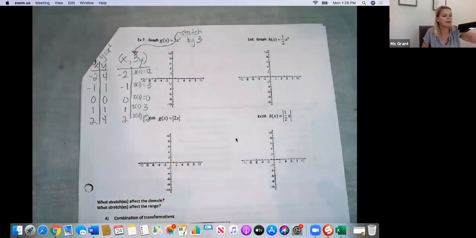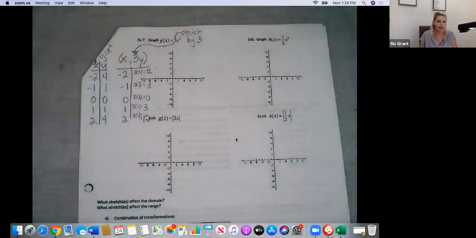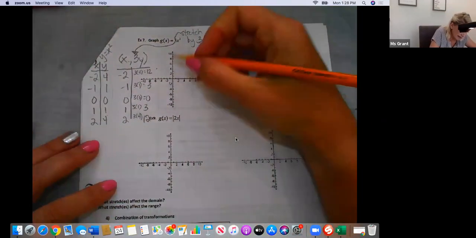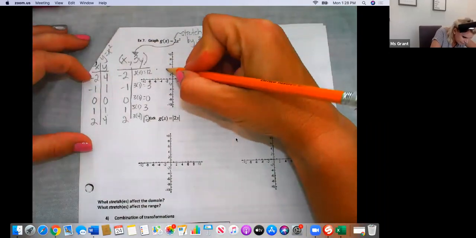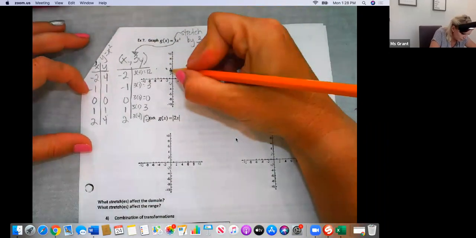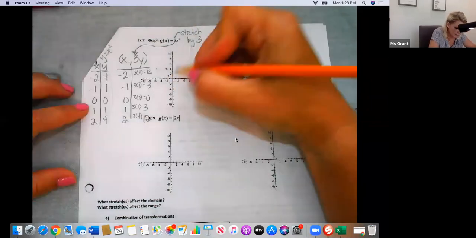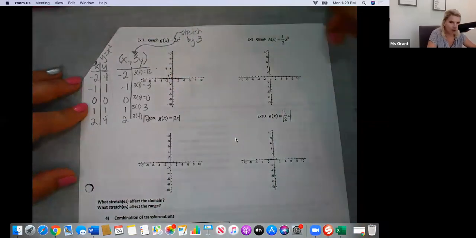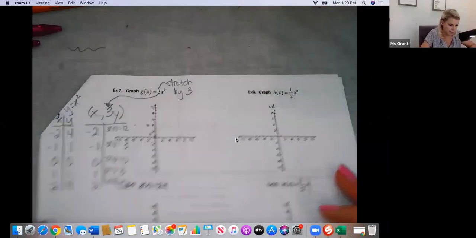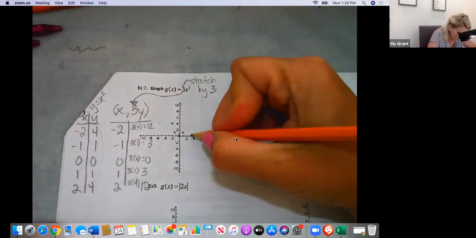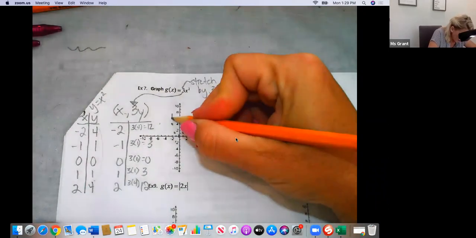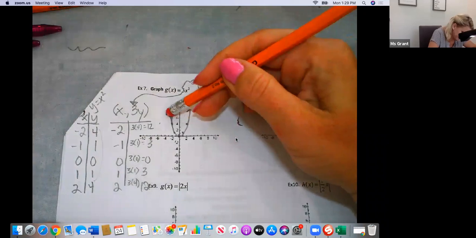So I'm going to graph both of these. I want you to do colors, you guys. You know how I always do colors? I want you guys to do colors too. So -2, 4. -1, 1. My vertex is 0, 0. 1, 1. 2, 4. That is my parabola parent function. Okay, and that's easy.